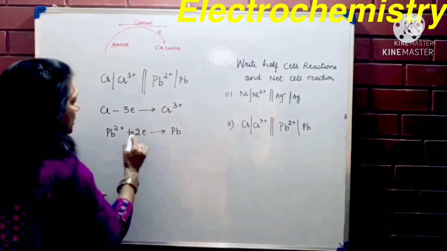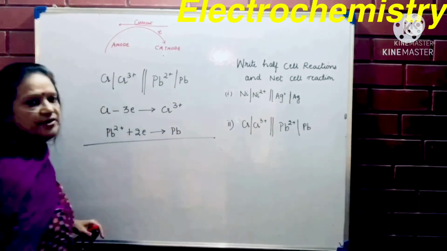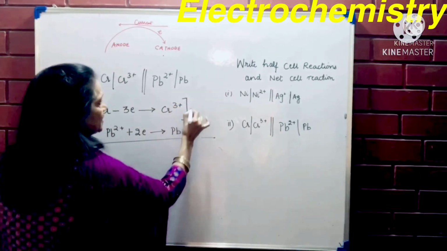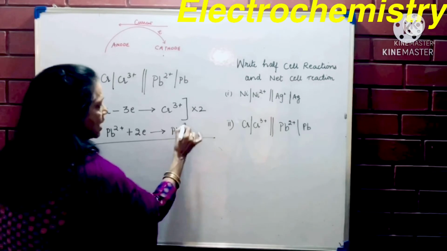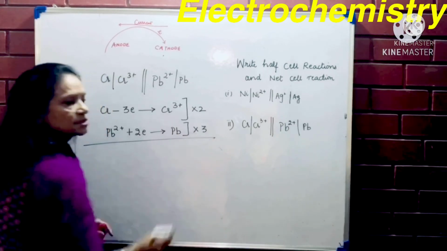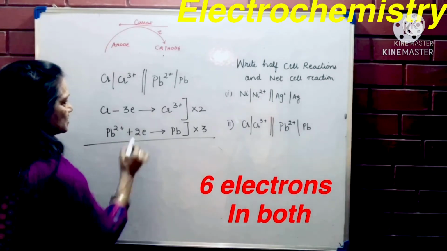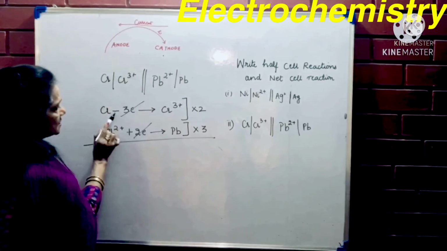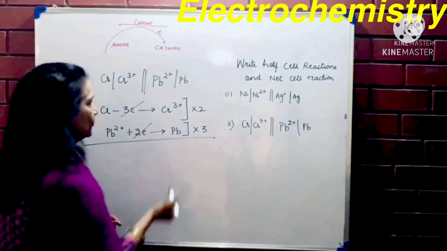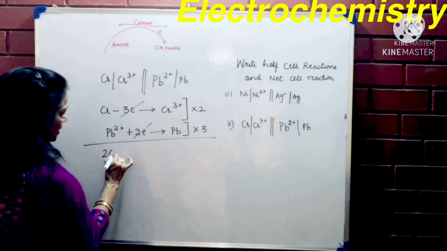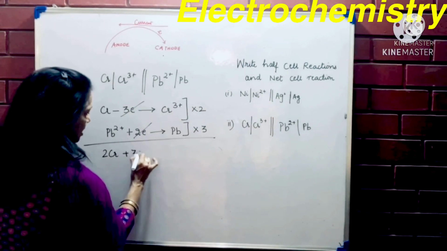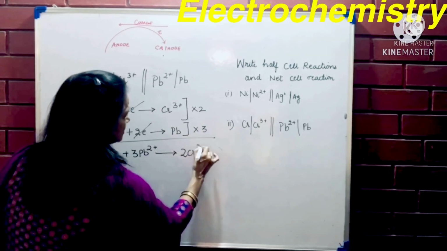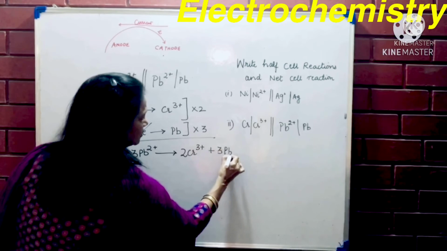Okay. Now again I need to write down a net cell reaction. I have to equalize the number of electrons. So I am multiplying the above equation by 2 and the lower equation by 3. So this makes it 6 electrons on both the sides. So I can cancel the equal number of electrons. This is negative, this is positive, so it is 0. So it becomes now 2 chromium plus 3 Pb2 plus ions gives 2 Cr3 plus ions plus 3 Pb.